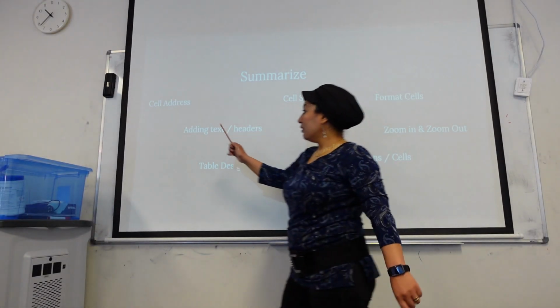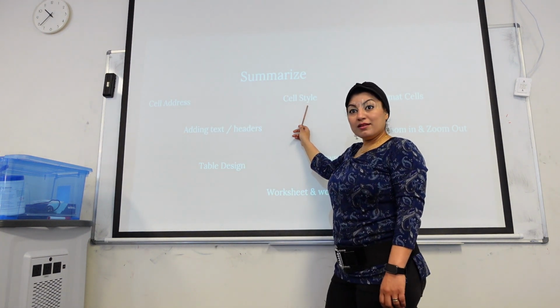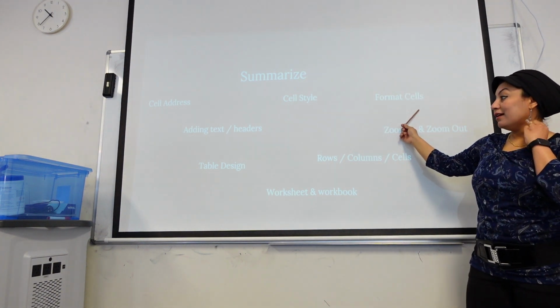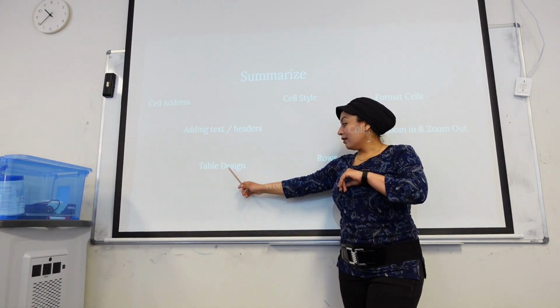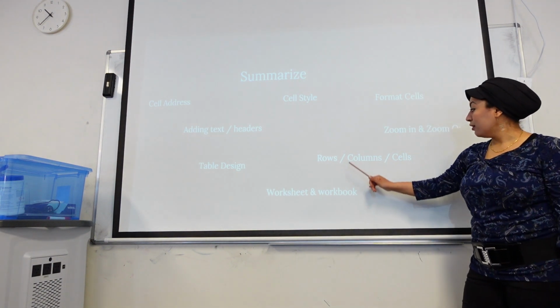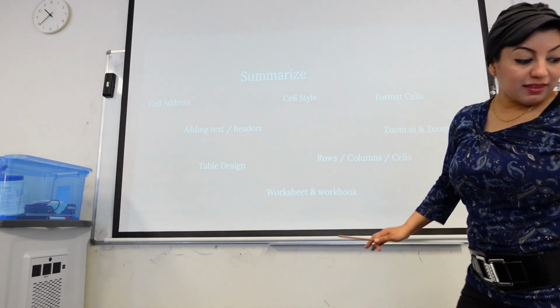Well done, everyone. Now, what have we learned so far? Creating a spreadsheet. We know now what a cell address is. We know the cell style, how to style and make the heading, formatting the cell, adding text and header. You can add anything within the cell. This table design, I will come to it in a minute. We know the difference between worksheet, workbook, rows, columns, cells, zoom in, zoom out.